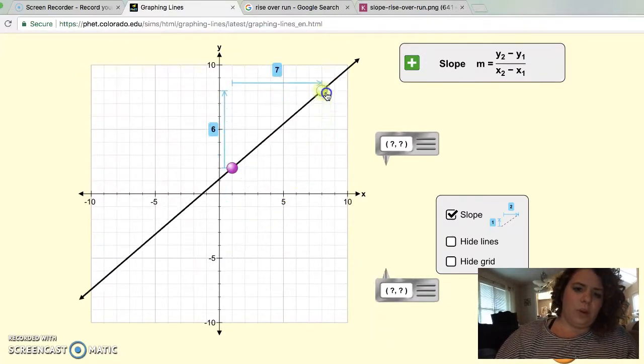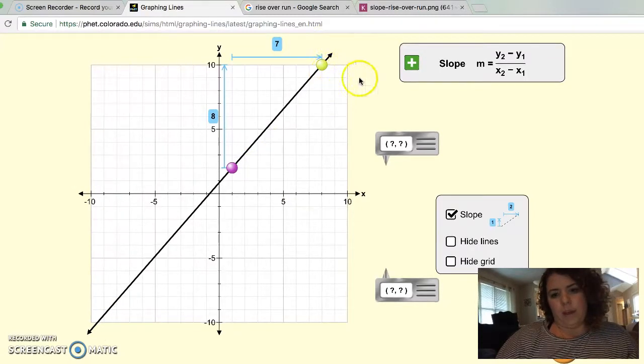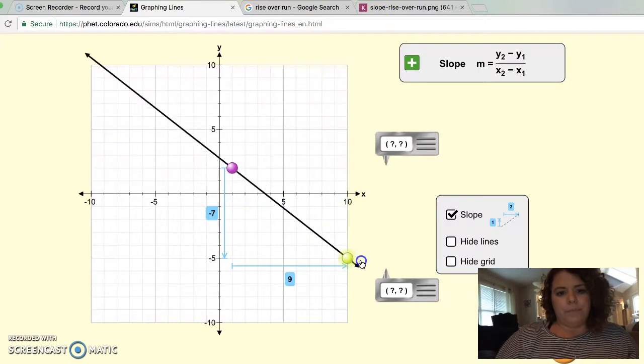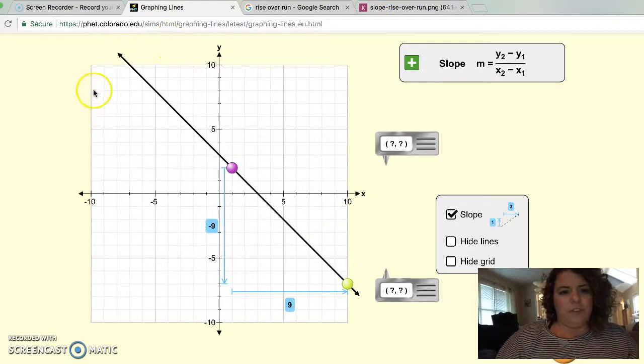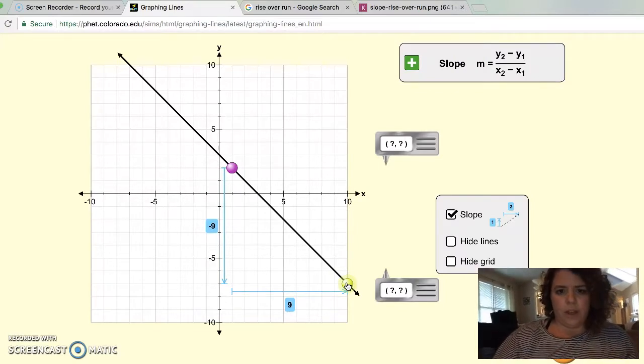A positive slope starts in the left-hand corner and works its way up to the right-hand corner. So this is the positive direction. This is the negative direction. Again, it's high in the left and goes down to the right. And we have a negative rise, so we know that our slope will be negative because there'll be a negative number in our fraction.